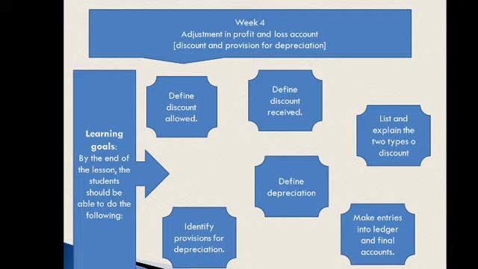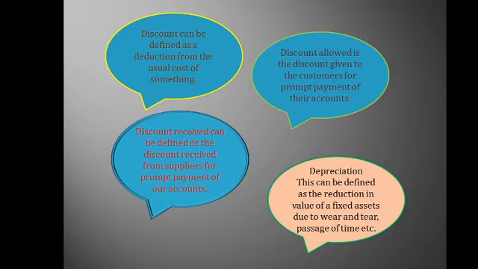It is expected that by the end of the lesson, you, the student, should be able to define discount allowed, discount received. You should be able to define depreciation, list and explain the two types of discount, and then make entries into necessary books, the ledgers and final account.